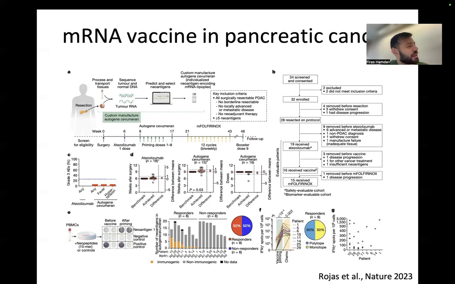This was the company that did the mRNA vaccine, which was BioNTech. So BioNTech got basically 34 pancreatic cancer patients. Of those 34, they managed to take 16. So 16 of them were able to, let's say, get an mRNA vaccine created. From these 16 people, they literally took a piece of their tumor.